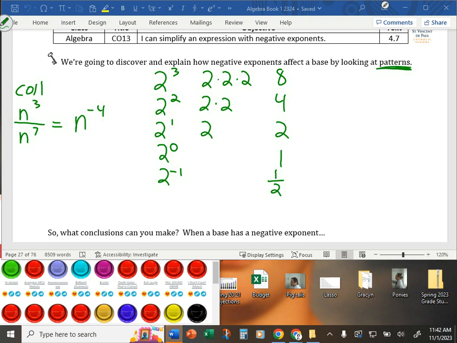First thing I want to point out here: negative exponents do not make your base negative. Negative exponents do not make your base negative. It's not what they mean. I'll tell you what they mean in just a little bit. But if I decrease my exponent by 1 again, now I'm at 2 to the -2nd. What's half of a half? A quarter. A fourth.